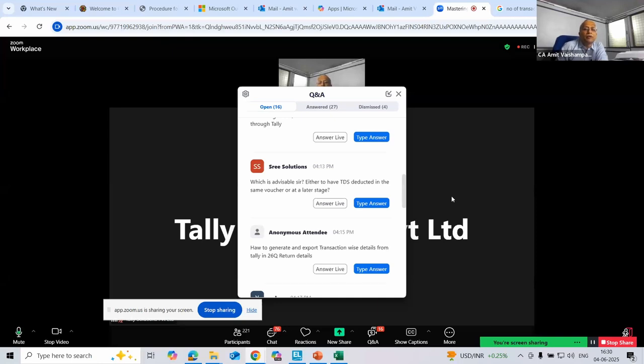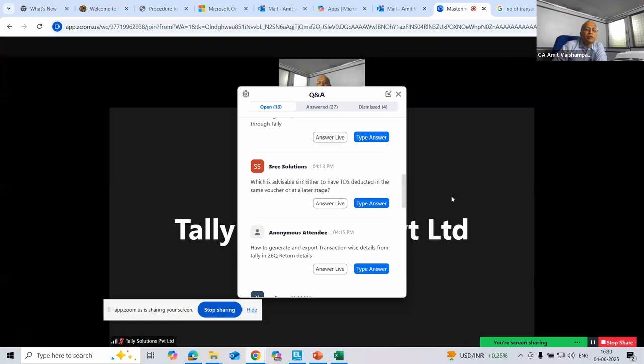Which is advisable, sir? Either to have TDS deducted in the same voucher or at a later stage. Normally, it is in the same voucher that I configure. Later stage is possible if you typically have accounts payable outsourced or a person who is going to pass a bill the way the bill has been received from the supplier. So that bill passing will happen as the bill is, and then you pass a journal entry for TDS and then you make the payment. So it is a process that you set accordingly. It has to be defined.